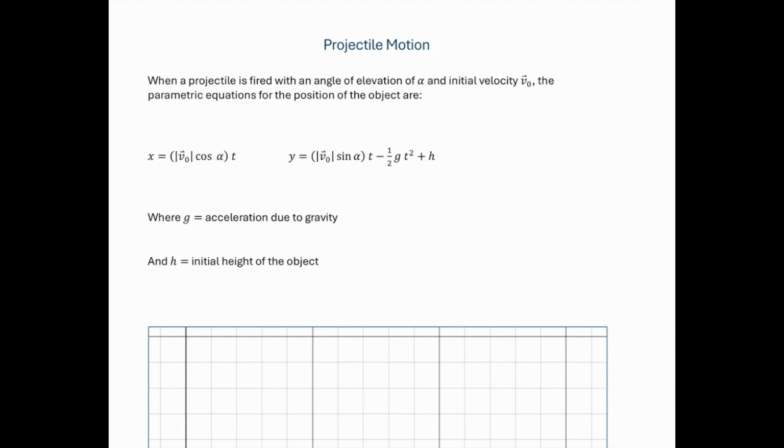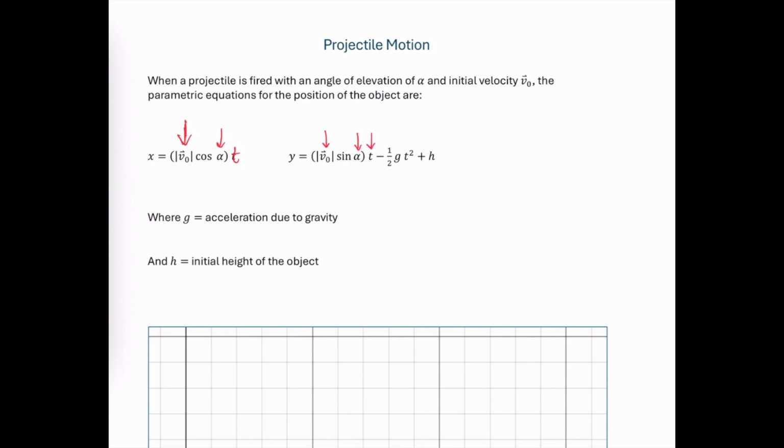In this video, we're going to look at an example of a projectile fired at an angle of elevation, alpha, with an initial velocity vector of v naught. We know that the parametric equations that describe the path of a projectile are given by x is equal to the magnitude of the initial velocity times the cosine of the angle of elevation as a multiplier of t, my parameter, and then mag v naught times the sine of that angle is a multiplier of the parameter.